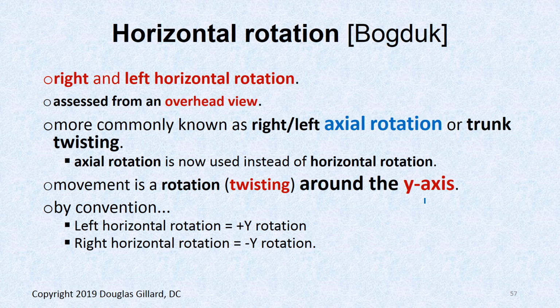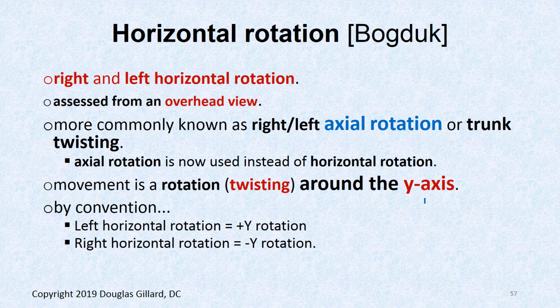So horizontal translation, we said, is lateral slip to the left or right. But there's also, from that horizontal view, a horizontal rotation. This is just rotating the trunk to the right, rotating the trunk to the left. It's twisting of the cervical spine, turning the head to the left, turning the head to the right. In biomechanical speak, it's called horizontal rotation, right and left horizontal rotation.